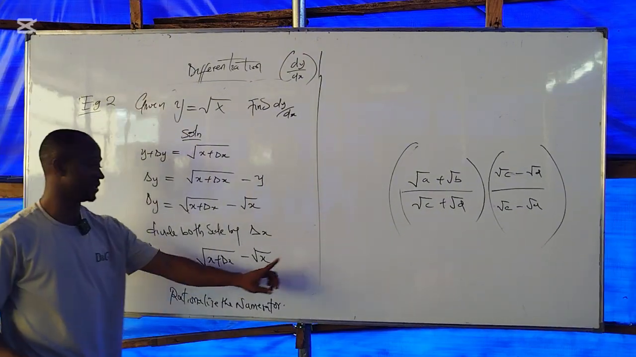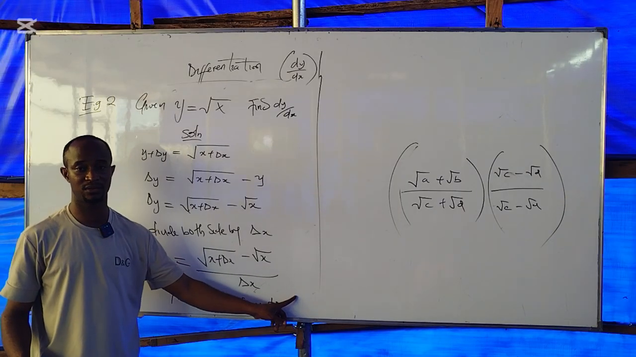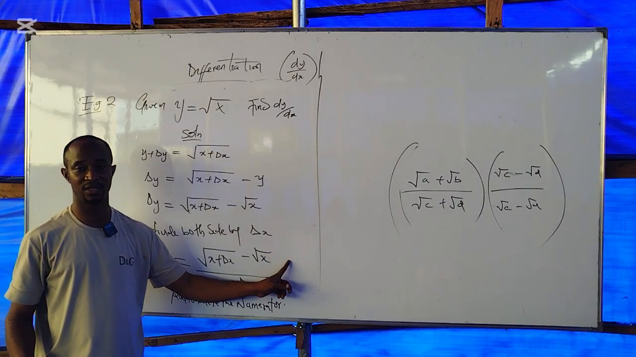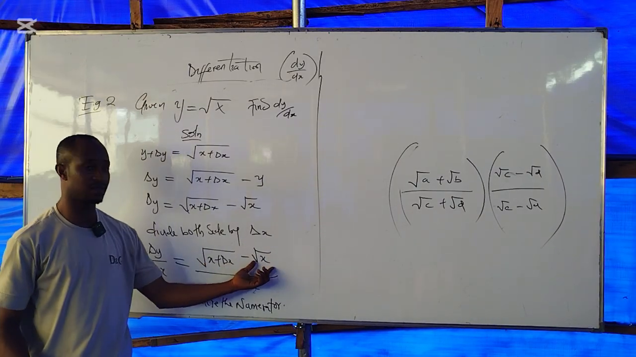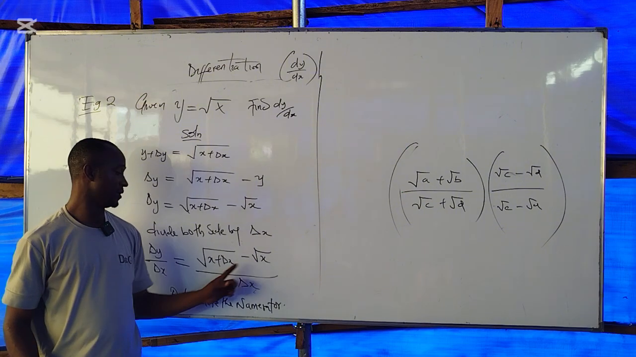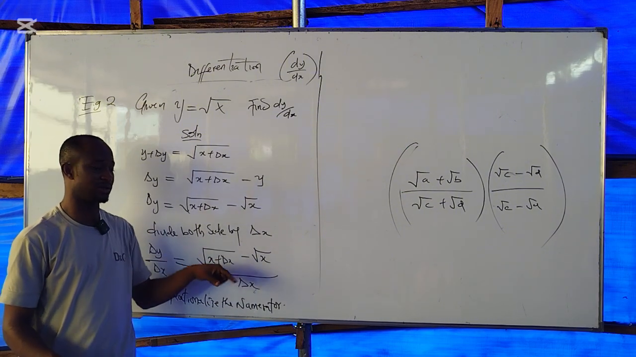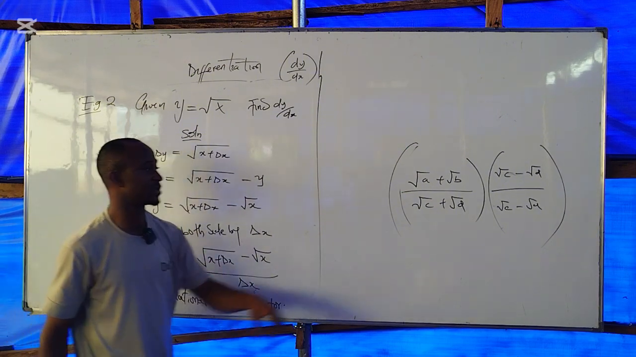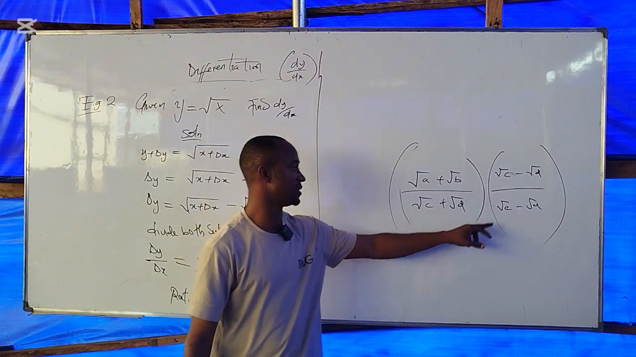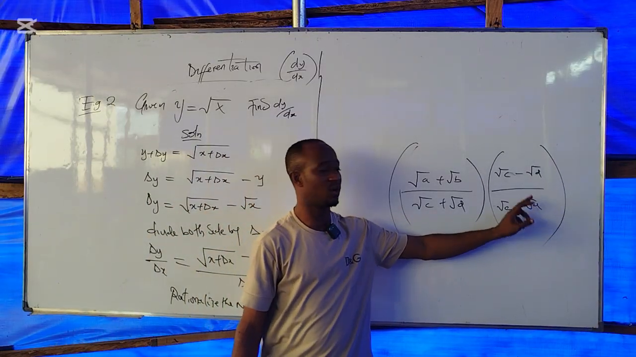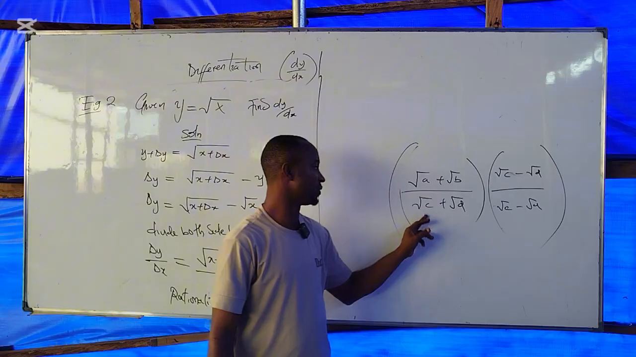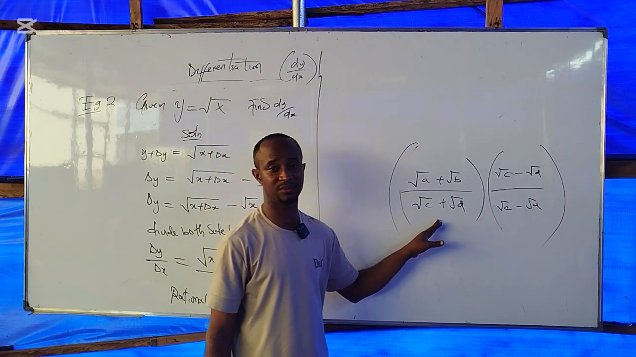Numerator and denominator by the conjugate of the numerator. The conjugate of this is root x plus delta x plus root x. The conjugate of root c plus root d is root c minus root d. The conjugate of root c minus root d is root c plus root d. Do you get the concept?